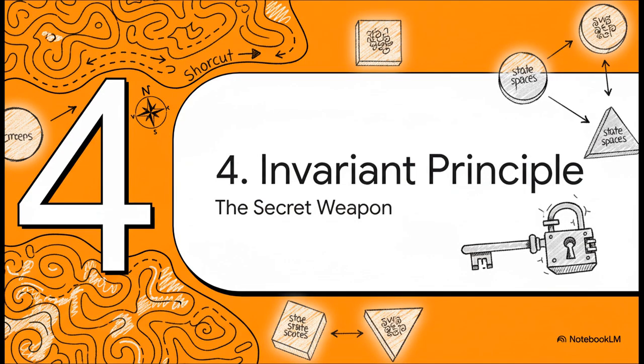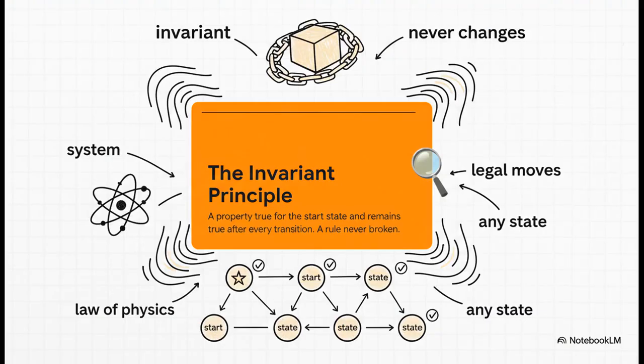But wait a minute. This map could be huge, right? I mean, absolutely massive for a complex problem. So how do we navigate it? Is there a shortcut? A secret weapon? Yes, there is. And it's one of the most beautiful and elegant ideas in all of computer science, the invariant principle.